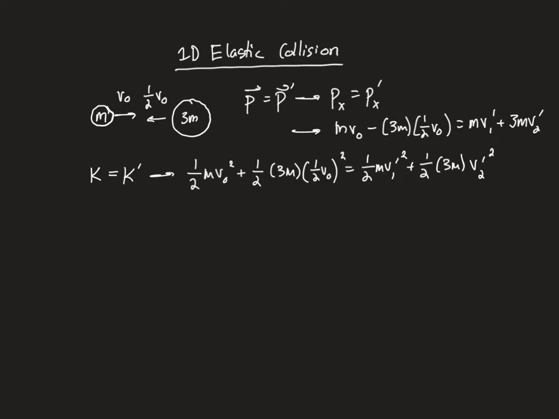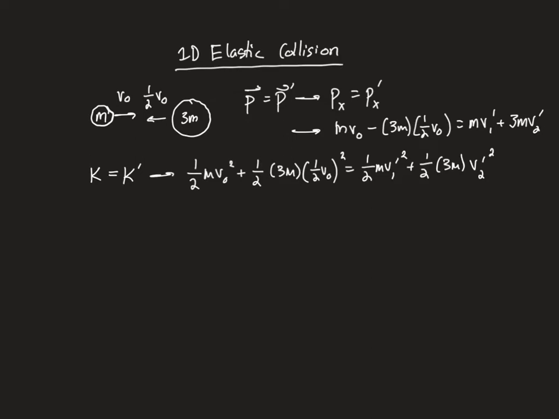So I'm going to have to combine these two equations. I have two unknowns, v1 prime, v2 prime. Clearly what I'm going to do is try to eliminate the v's by solving the momentum equation first and then plugging into the kinetic energy equation, because that's going to be easier than trying to take a square root to solve for v1, for instance.